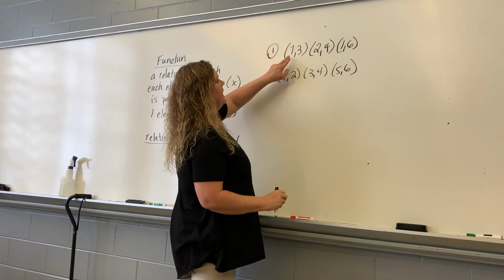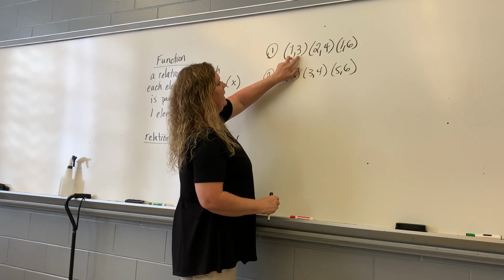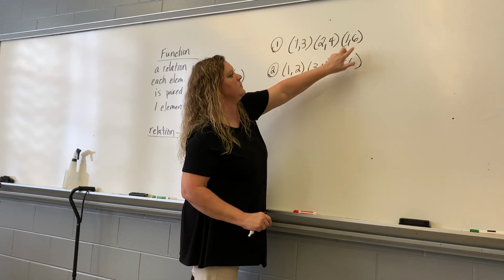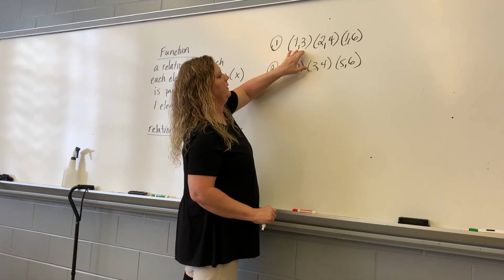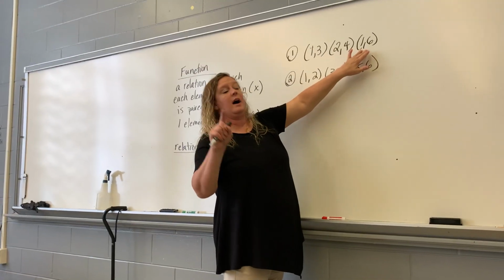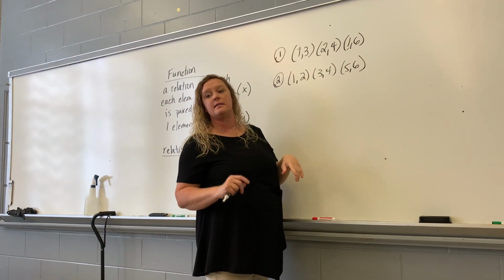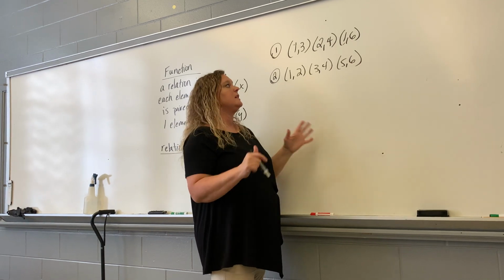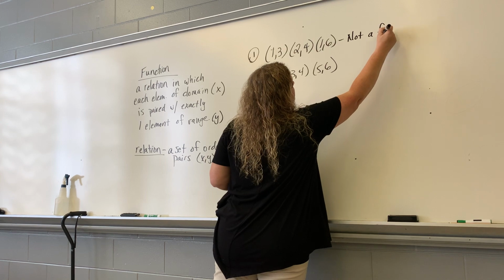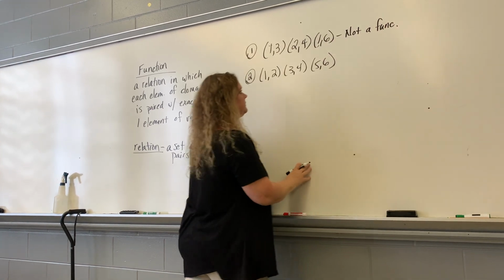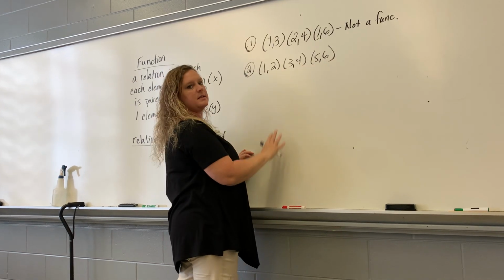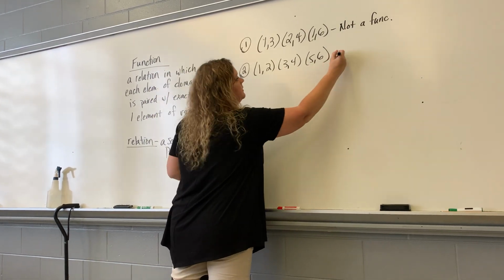So, what's the x here? 1, and the y that goes with it is 3. 2 goes with 4, and 1 goes with 6. Wait a minute, I thought 1 went with 3. Uh-oh. Each x can only have one y. This x has how many y's? It's 2. So this one is not a function. In the other one, 1 goes to 2, 3 goes with 4, 5 goes to 6. This one is a function.